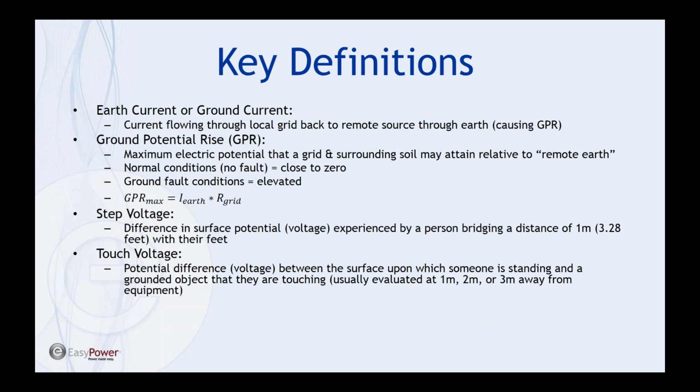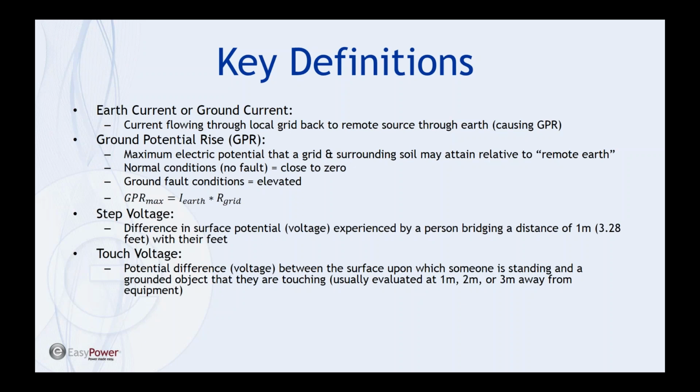Before we dive into things, here are some key definitions that we'll be touching on many times, so it makes sense to define them now. Earth current, or grid current, ground current as it's sometimes called. For a single line to ground fault at a ground grid under study, earth current is defined as the current flowing through our local grid and back to some remote source through earth. This current leaks to earth out of the local grounding facilities and leads to local ground potential rise. It is this ground potential rise that causes our safety issues.